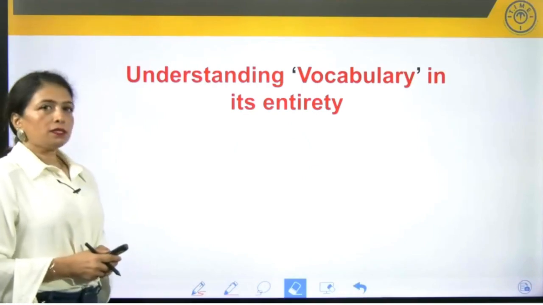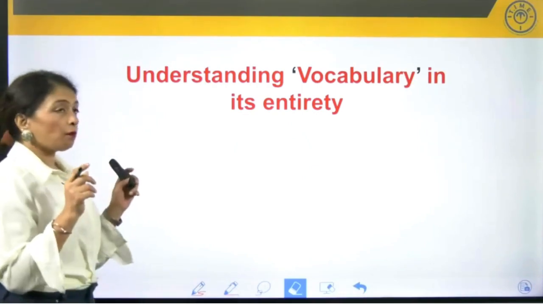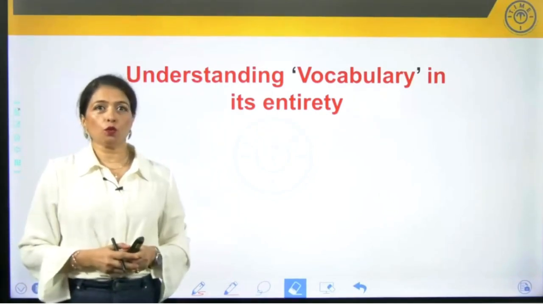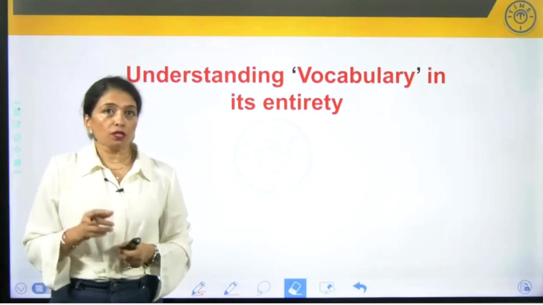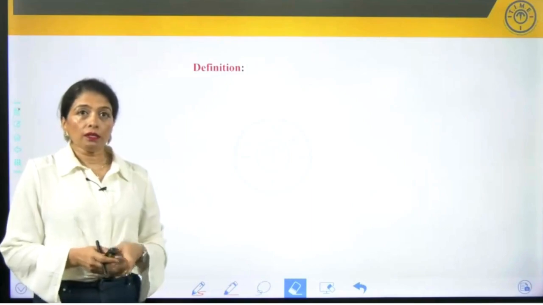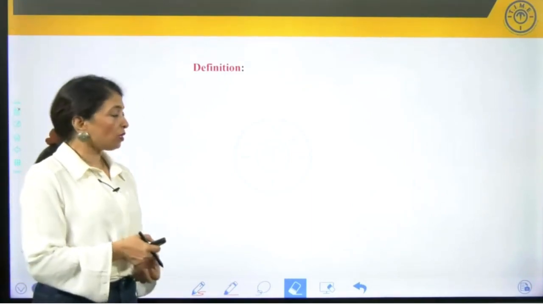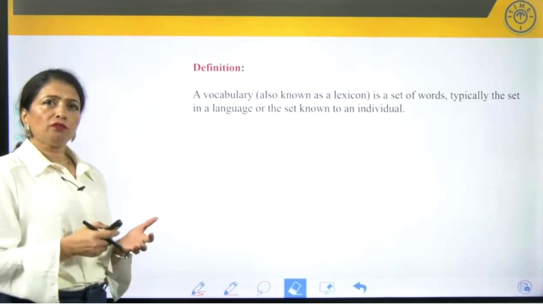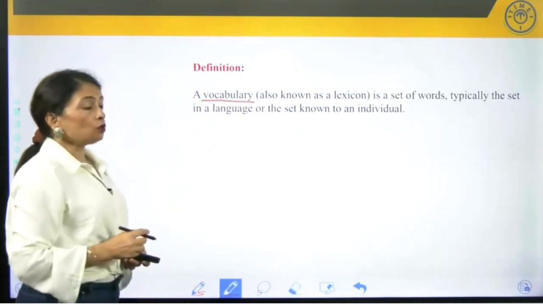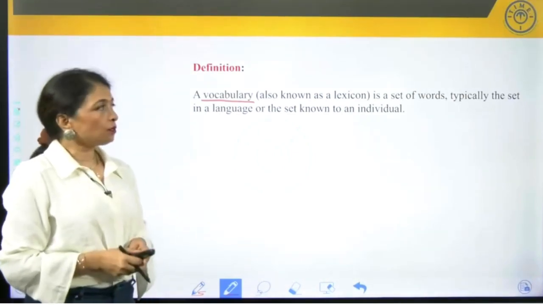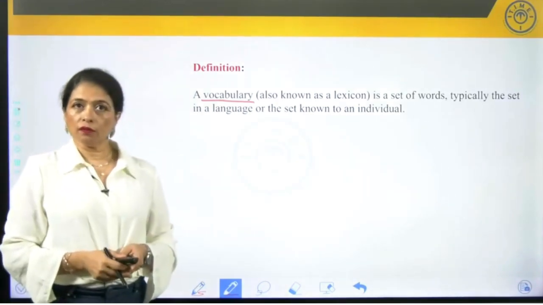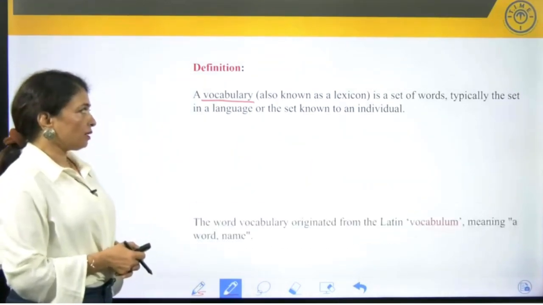Okay. So, let's begin with understanding vocabulary in its entirety. As you can see, I've put the word vocabulary in quotes. So, this is something that you should focus on. Let's first begin with knowing the definition of the word itself. So, how do we define the term vocabulary? A vocabulary, also known as a lexicon, is a set of words, typically the set in a language or the set known to an individual. Okay, so this is not very difficult, it's simple.